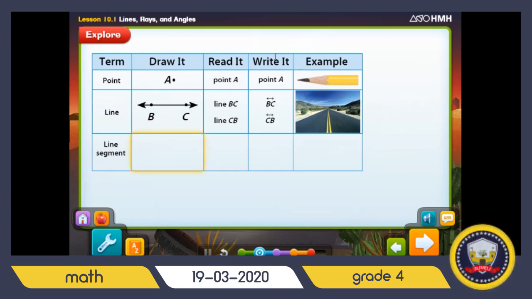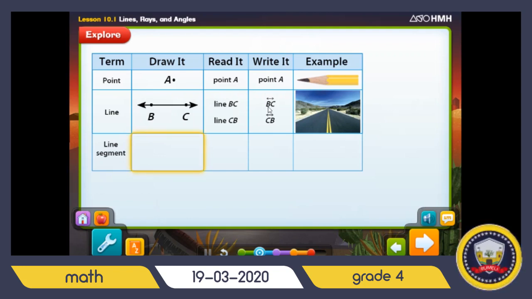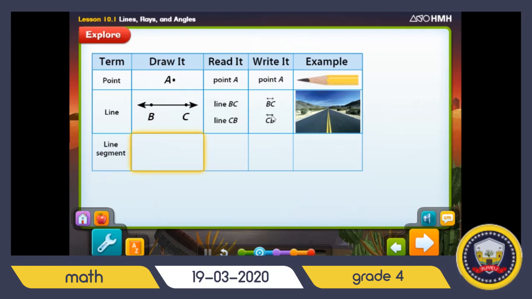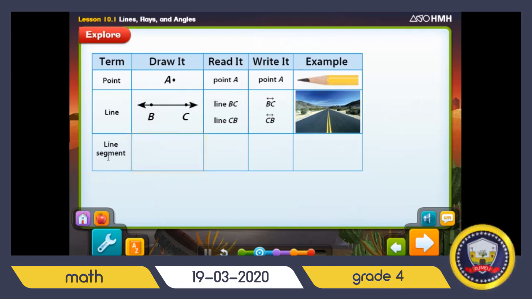While showing it, we can write BC and we will write this shape on the top, which means line. CB, if you want, you can switch their places like we said. CB, and you will draw a line on the top of it. For example, a road. It will go until forever. There are endless points.